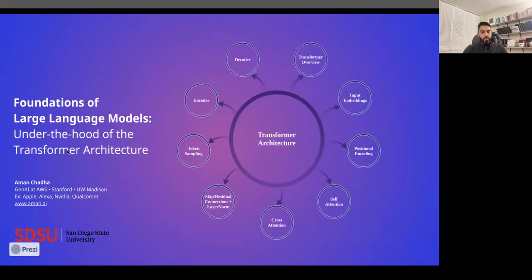And so now that we have an understanding of some of the core components of the transformer architecture, from the input embeddings to positional encoding, self-attention, the heart of the entire system, cross-attention that enables the encoder and decoder to talk to each other, infuse ideas from one modality to another modality. And then we also looked at skip networks, also called residual networks, and layer norm, a particular type of normalization that's used in the transformer architecture. Next up, let's talk about token sampling, right?